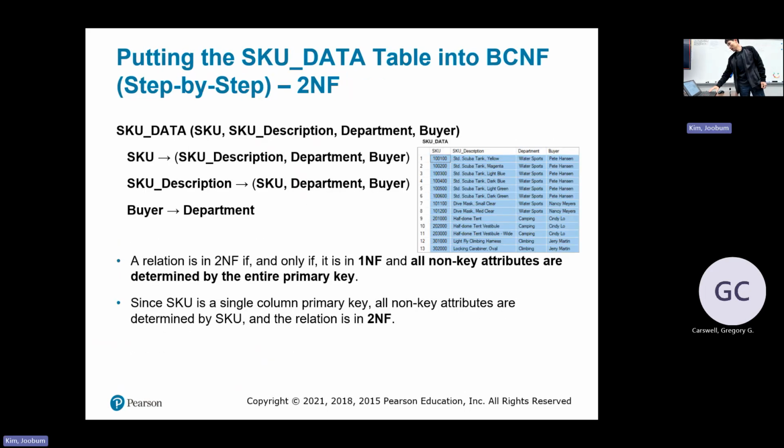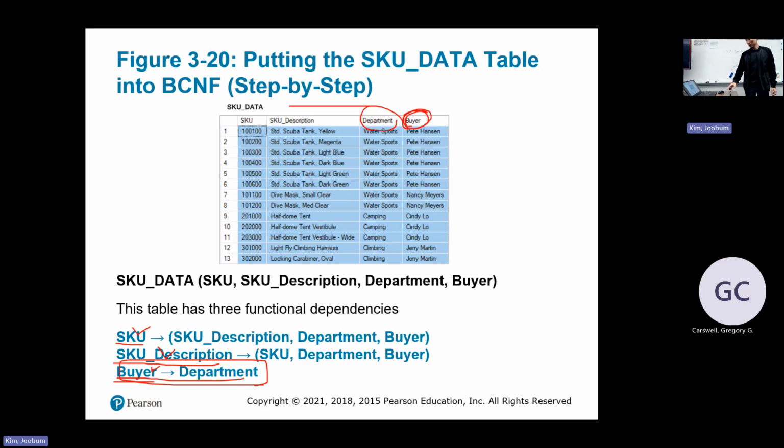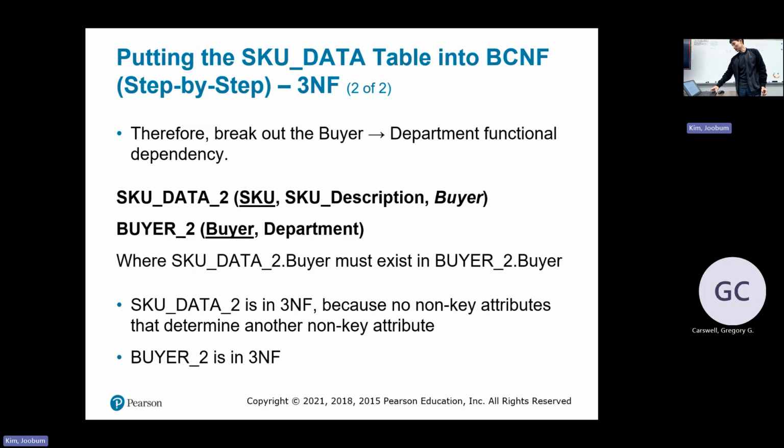So that relation looks perfect, but from the point of view of normalization, there are some potential anomaly problems, so we should modify it like that. Split it into two tables. Each table, SKU data 2 and buyer 2, is in BCNF. You know how to do normalization: first, second, third, and BCNF.